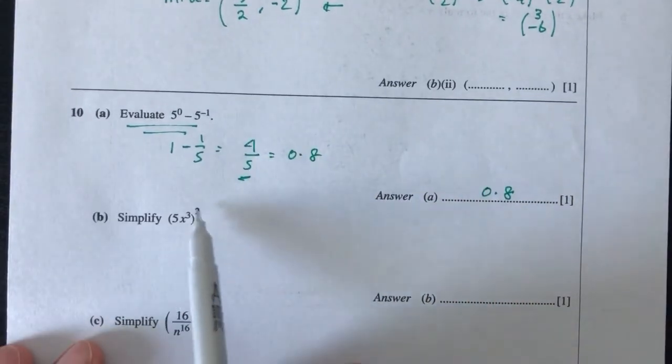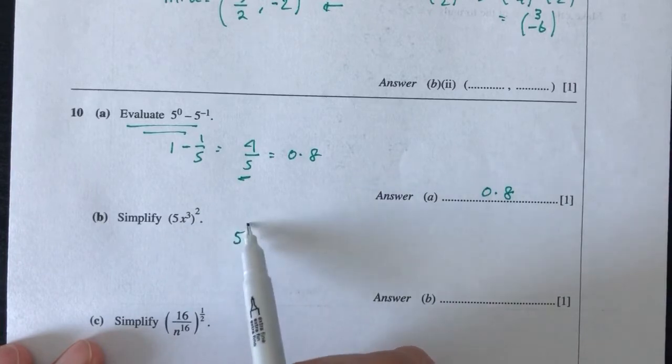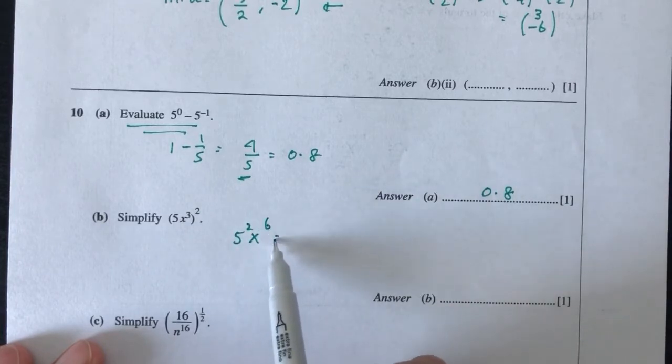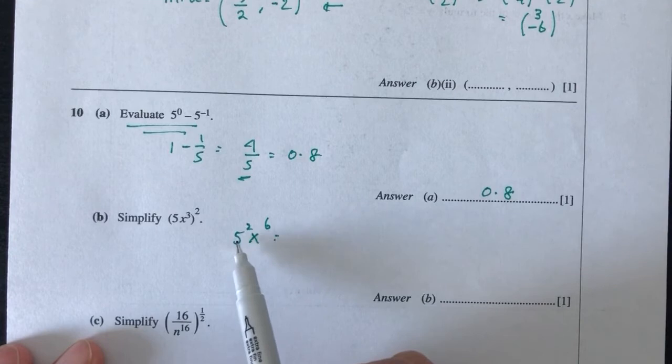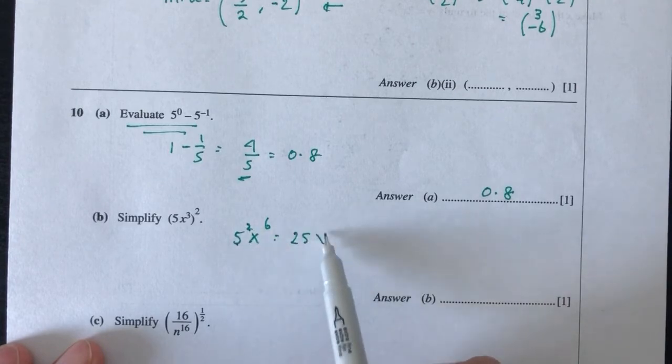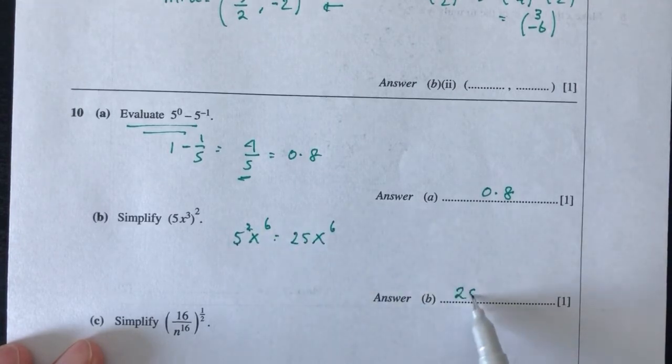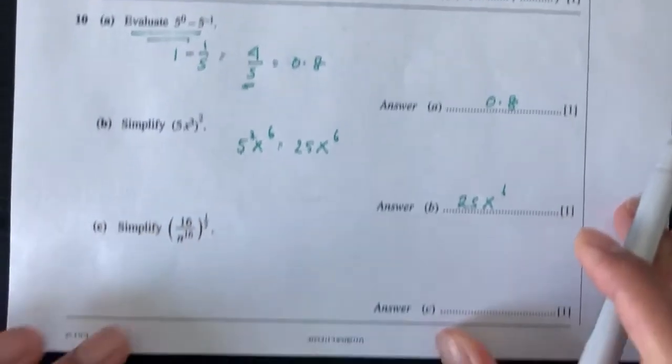Now part B, we have to expand this. We have 5 power 2 and then x power 6. So 5 power 2 is 25 times x power 6 will be 25x power 6.